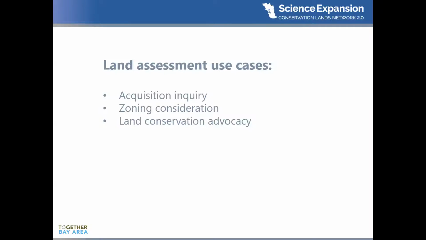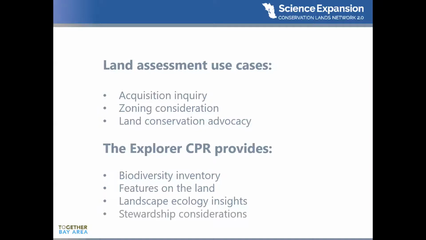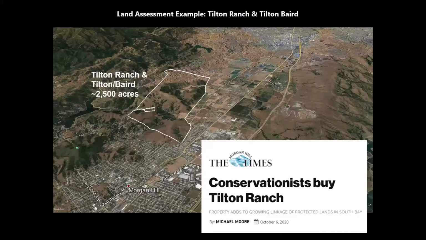This is a tool to assess a piece of land that you're interested in. And for that purpose, the Explorer Conservation Portfolio Report provides a biodiversity inventory, features on the land that you wouldn't normally know if you haven't been out there, landscape level ecology insights, connectivity, those kinds of things, and some stewardship considerations. So I'm going to take each one of these one by one and try to illuminate what the CPR tells you.